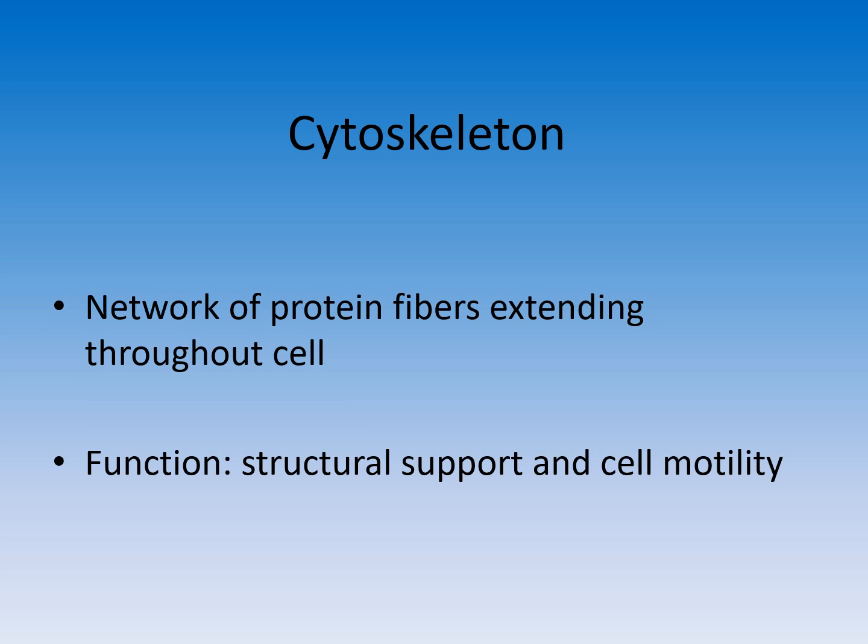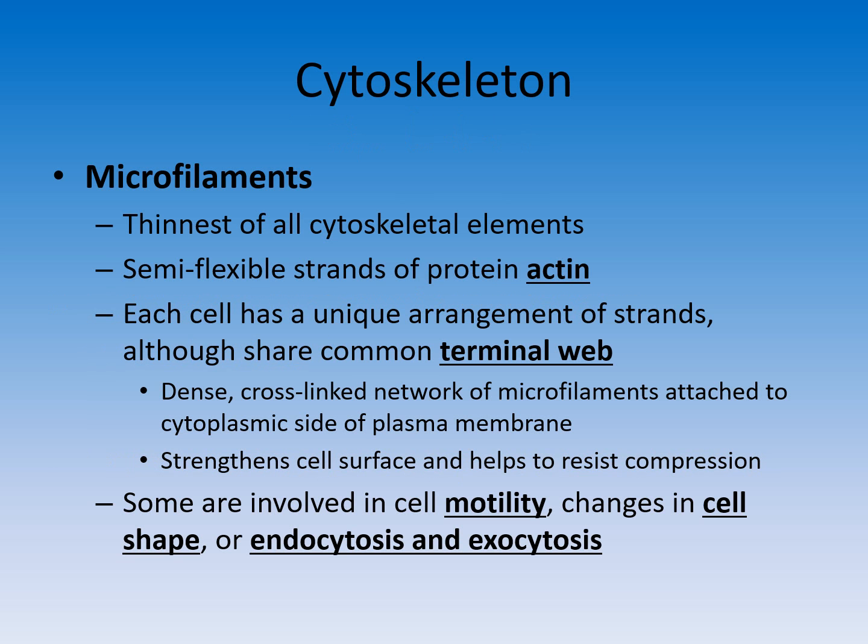The cytoskeleton is this whole network of fibers or protein fibers that extend throughout the cell. They help to support the cell, provide that structural support and integrity, and they often are involved also with motility or movement of the cell itself. There's different types of fibers or filaments. There's the microfilaments. They are the thinnest, as the name implies. They do contain these strands of protein called actin.